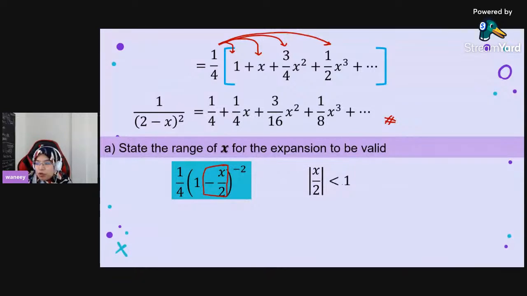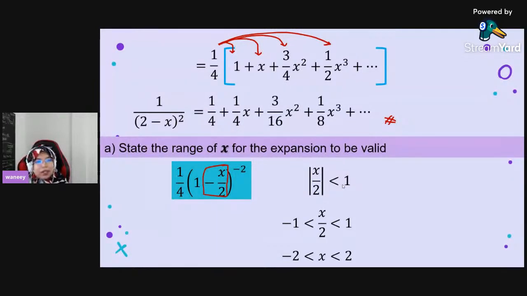Okay, so now open the modulus. So x over 2 will be in between negative 1 and 1. So I'm going to times everything by 2. So x will be in between negative 2 and 2. So for this expansion to be valid, the value of x need to be in between negative 2 and 2. So that when I substitute, I will get the same value on the left and right hand side. So the value will converge to the same value. Okay, next. So this is the validity.